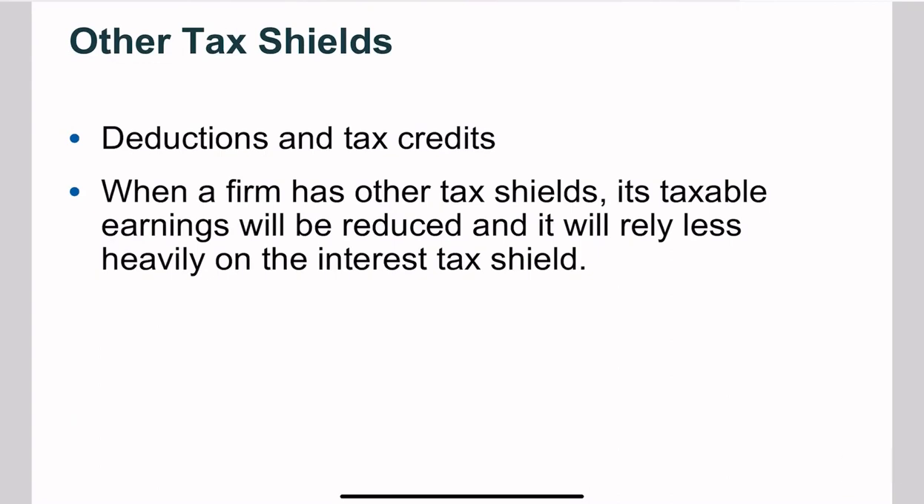And then there is the third reason, that is deductions and tax credits. So generally a firm would have a lot of tax shields and other deductions and all different kinds of tax credits. So because of these other tax shields, its taxable earnings will further be reduced. So it will further use a smaller amount of debt.